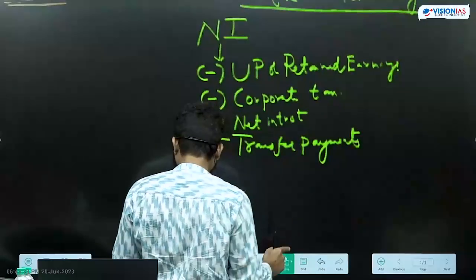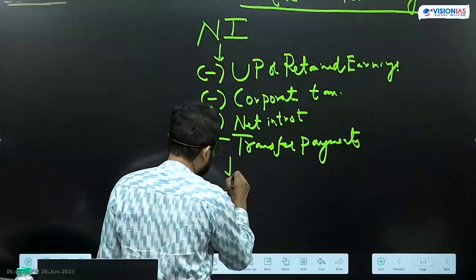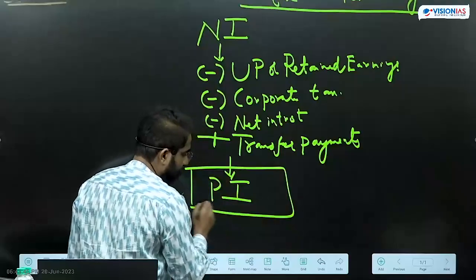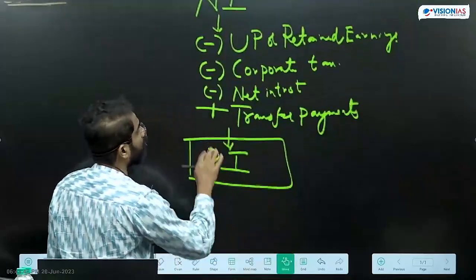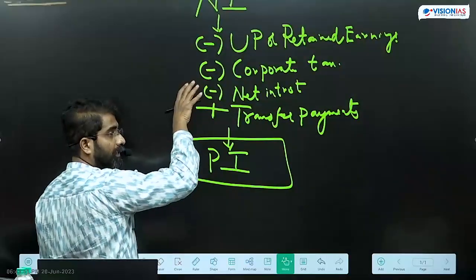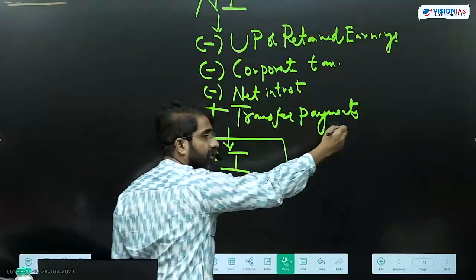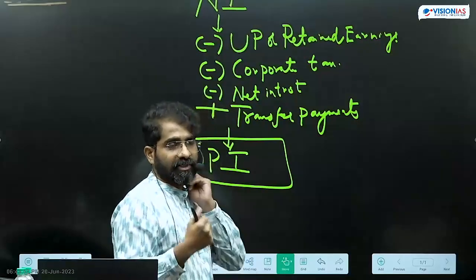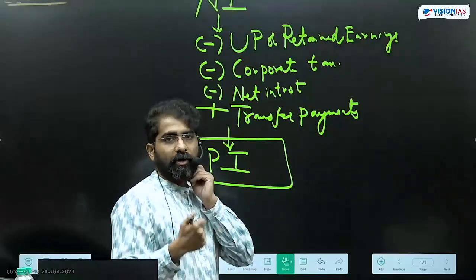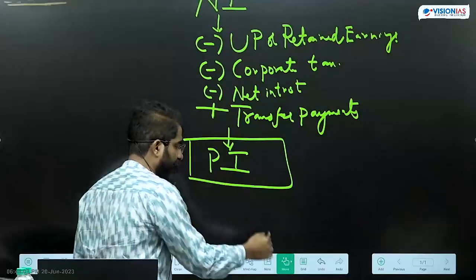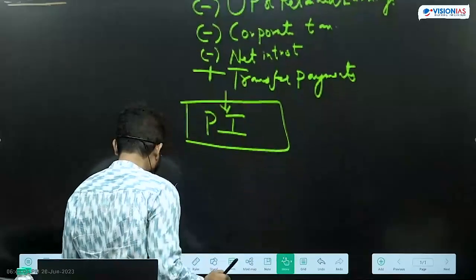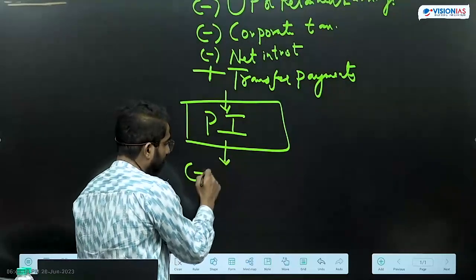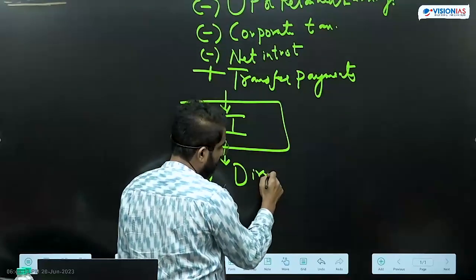When I add transfer payment now, I arrive at something called the personal income. That means this personal income includes both productive income and also transfer payments. So government's transfer payments or receipts, scholarships or pensions are all going to be part of my personal income. Now from this personal income which I have, I have to pay my direct taxes, like my income taxes.